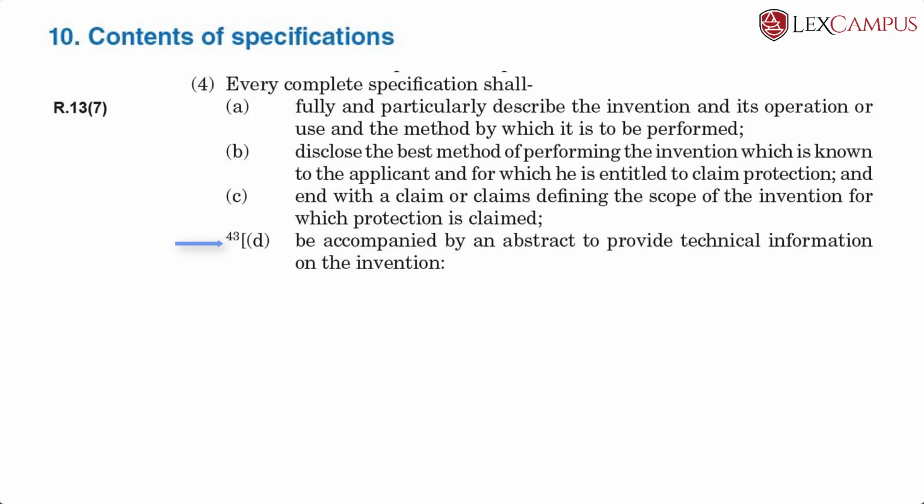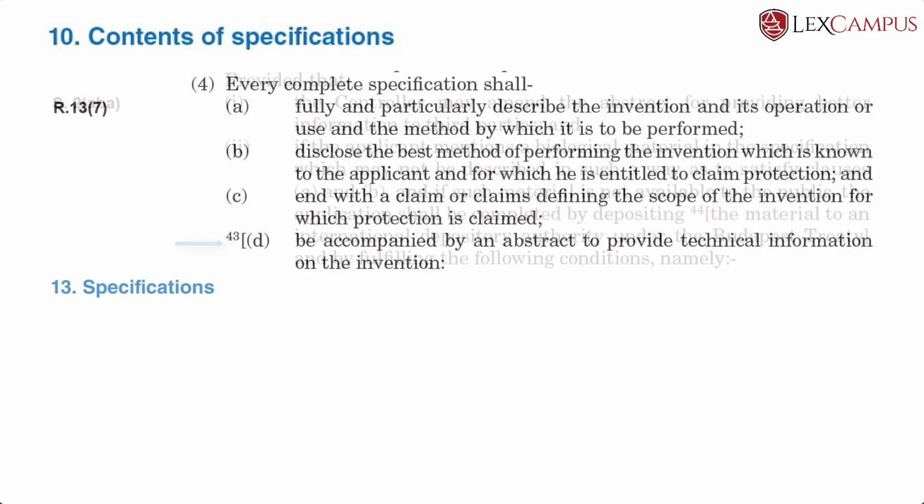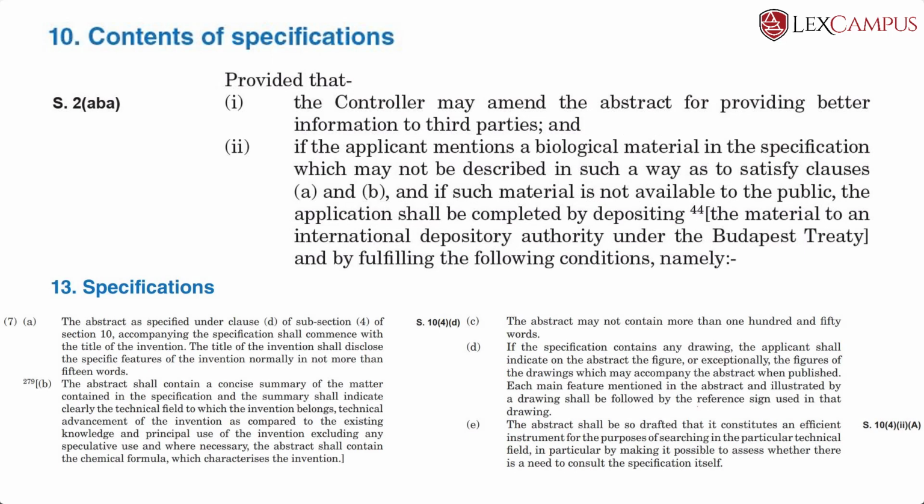Clause D mentions that the complete specification shall be accompanied by an abstract to provide technical information on the invention. Now, what should be there in the abstract is detailed in Rule 13. The controller has the power to amend the abstract if the information provided in the abstract is not clear, or if the controller feels that by amending the abstract better information will be communicated to third parties. The abstract is one of the parts in the specification which would be the subject matter of an initial search.